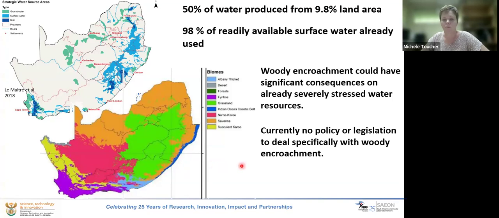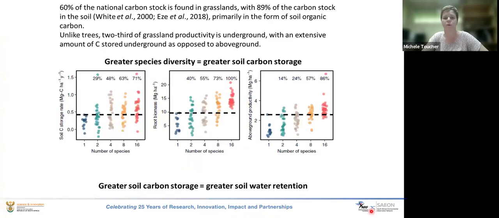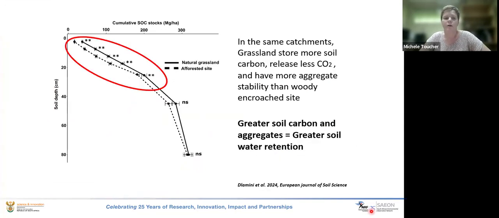In Cathedral Peak, we were also fortunate enough to have a PhD student who was working on the same catchments, and he was looking at it from the context of carbon. So 60% of our national carbon stock is found in grasslands, and 89% of that stock is in the soils. So what we know is where there's greater carbon storage, there's greater soil water retention. And what Linda Dlamini showed is that in the same catchments at Cathedral Peak, the grassland stores far more soil carbon and releases less CO2.